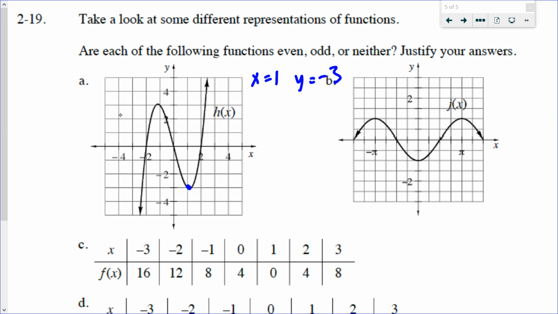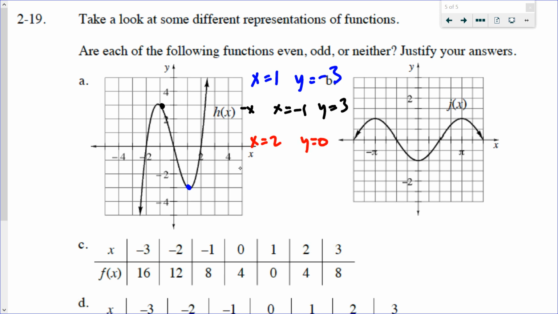So if I'm going to check if it's even, odd, or whatever, I'm going to have to find negative x. Well, when is x equal to negative 1? Okay, when x is negative 1, the output is 3. Interesting. So let's try another one. Let's say when x is 2. When x is 2, y is 0.